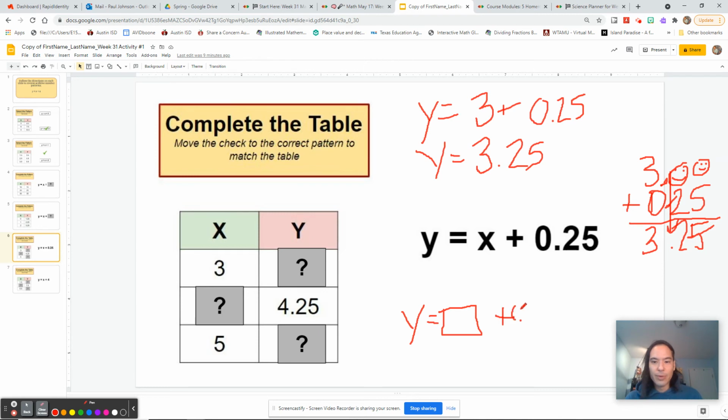So remember, you do the same thing. Okay, so y is 4 and 25 hundredths. So we'd replace y with 4 and 25 hundredths, and then we're just trying to figure out what goes in the box.